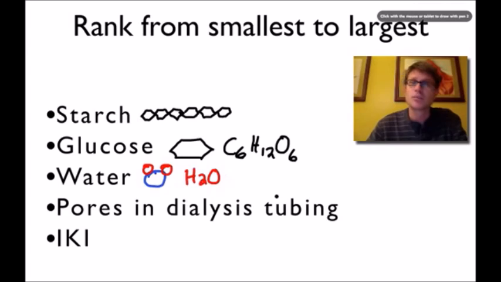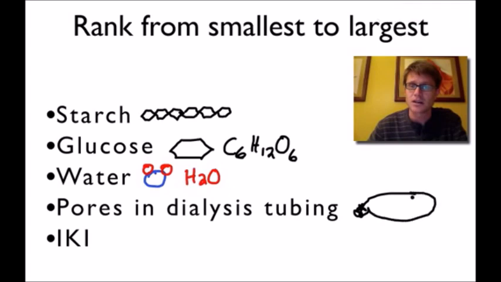Next one is the pores in the dialysis tubing. So we're going to put some liquid inside of dialysis tubing. We'll seal it off on either side. So it's going to be sealed off like that. But the pores in the dialysis tubing are going to be these microscopic holes that are in the dialysis tubing. Remember, dialysis tubing is used in kidney dialysis. You can't really even see the holes at all, but they're really, really tiny.